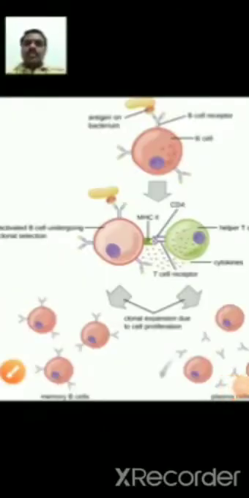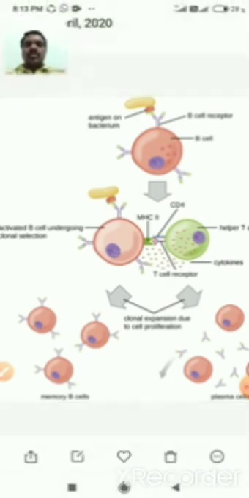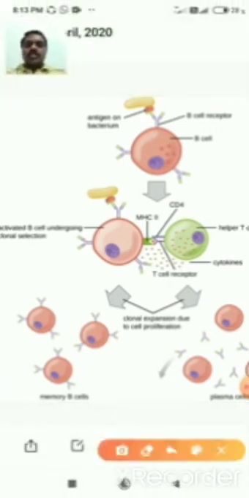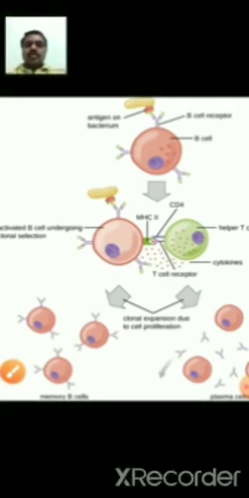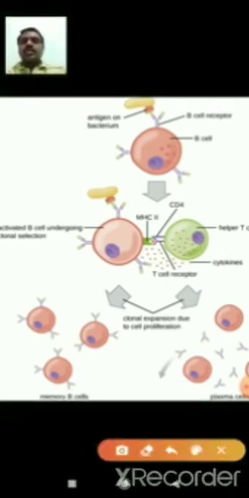Hello students, in this video the topic is B cell activation. B cell activation is very important for binding with the antigen and neutralizing the antigens. These B cells are released from the bone marrow. The bone marrow releases the B cells after the maturation is complete.